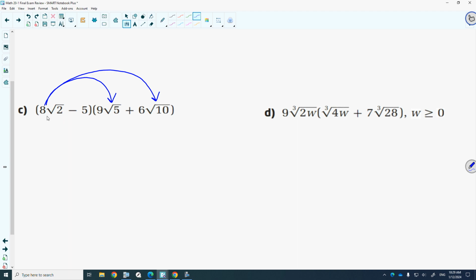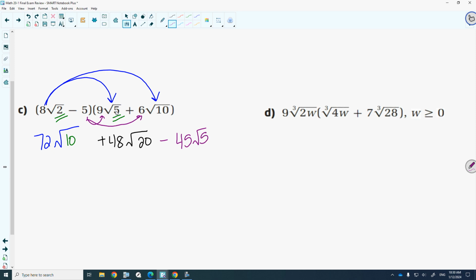Okay? So 8 times 9, you multiply coefficient by coefficient, so we're going to get 72. And then multiplying radicals, you multiply radicand by radicand. So 2 times 5 is 10. And then next, I would go to 8 times 6. 8 times 6 is 48. And again, I multiply radicand by radicand. So 2 times 10 is 20. Minus, I'm going to do this multiplication here. 5 times 9 is 45 root 5. And then negative 5 times 6 is negative 30 root 10.